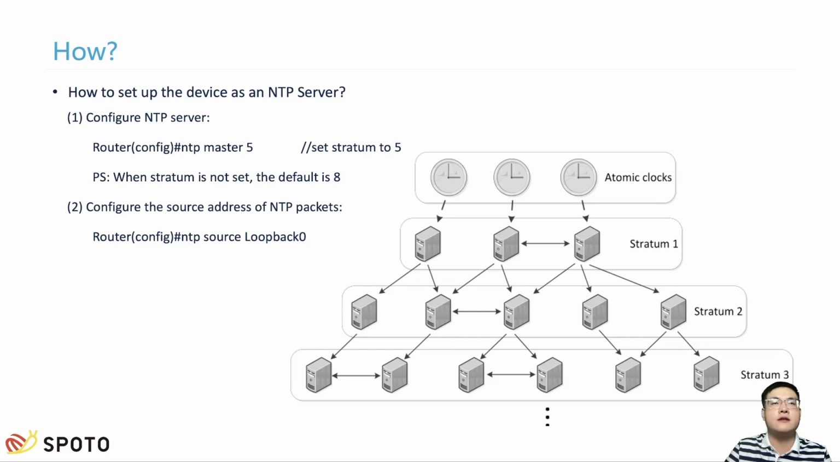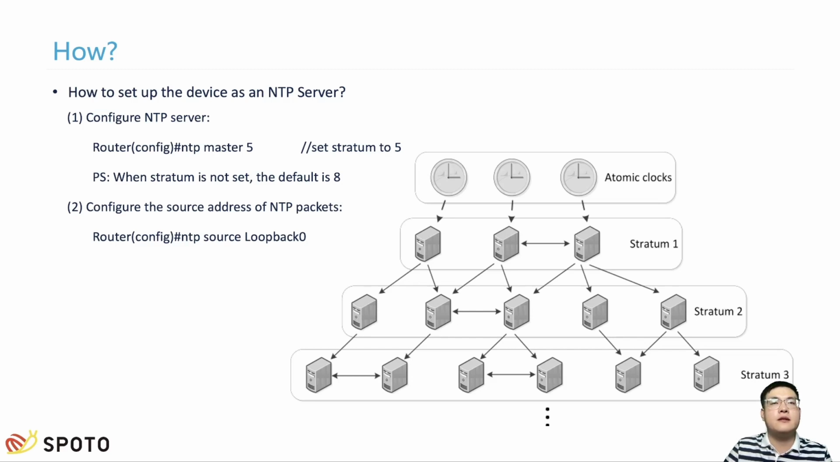Stratum 0 devices cannot distribute time over a network directly, though, hence they must be linked to a Stratum 1 time server that will distribute the time to Stratum 2 servers or clients, and so on. The higher the stratum number, the lower the timing accuracy and the stability. The NTP protocol does not allow the client to accept time from a Stratum 15 device. Hence, Stratum 15 is the lowest NTP stratum.